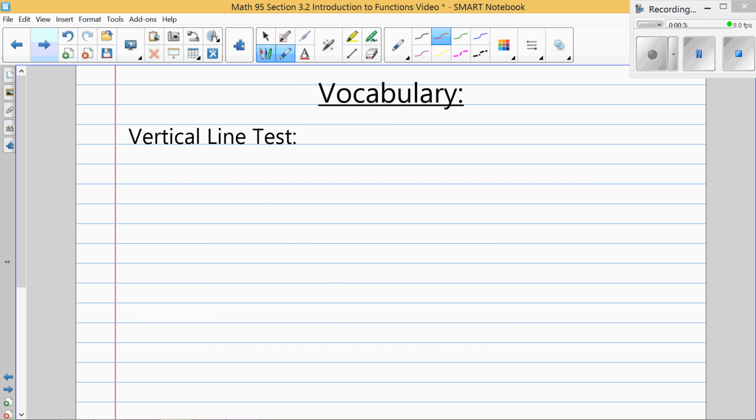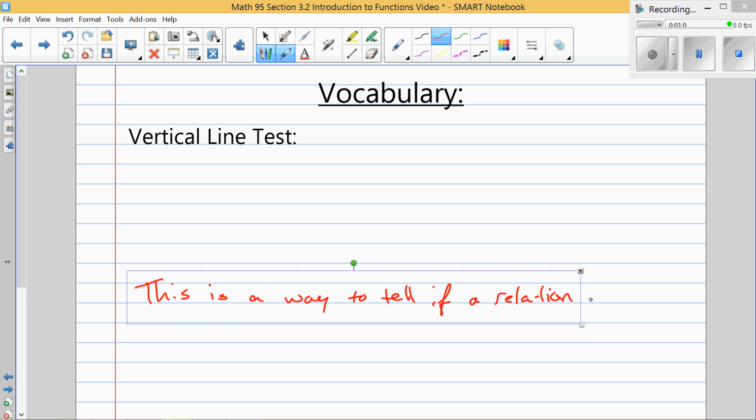So the vertical line test is a way to graphically, so from a graph, tell if something is a function. This is a way to tell if a relation is a function from its graph.